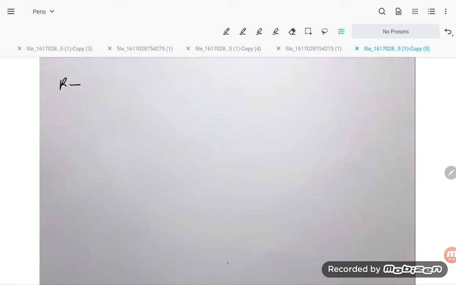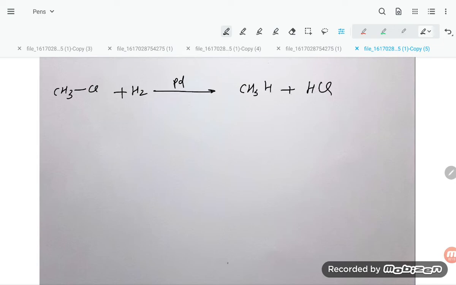If we have RCl, say CH3Cl, and you treat it with H2 in the presence of Pd, what will you get, student? CH4 plus HCl. This is just like the hydrogenation process, right?